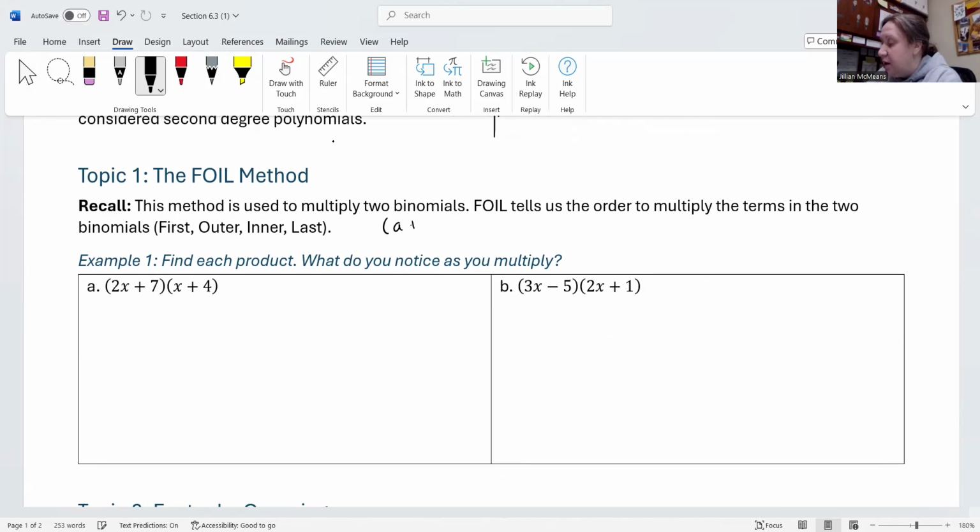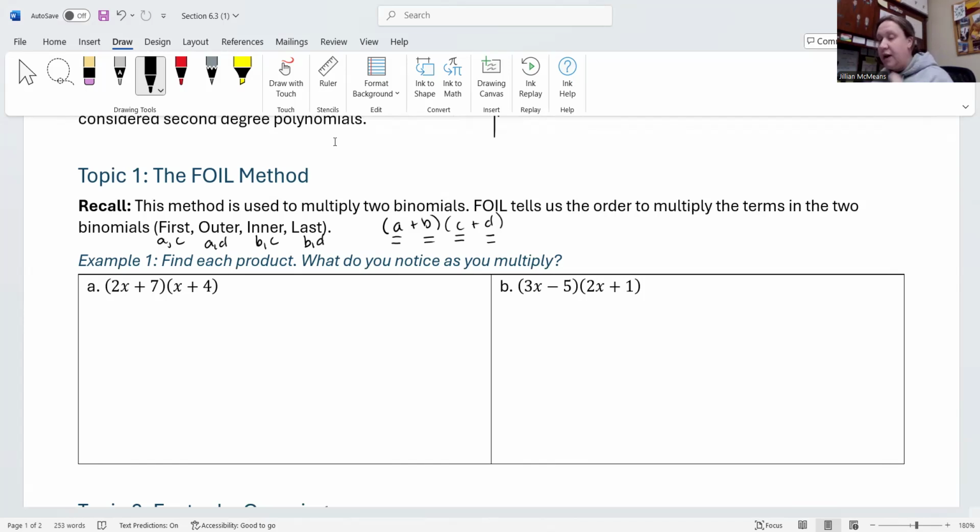If we had a plus b, our first binomial, times c plus d, the second binomial, the first terms would be the first term of each binomial. The outer terms would be the terms on the outside of this product, so a and d. The inner terms would be the two terms in the middle, so b and c. And the last terms would be the last term in each binomial, b and d. It just gives us an order in which we multiply these terms. Essentially, you take each term in the first binomial and distribute it through the second binomial, and then simplify if you can.